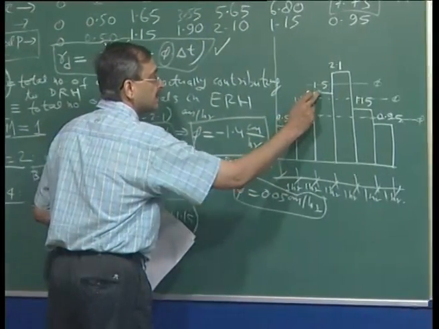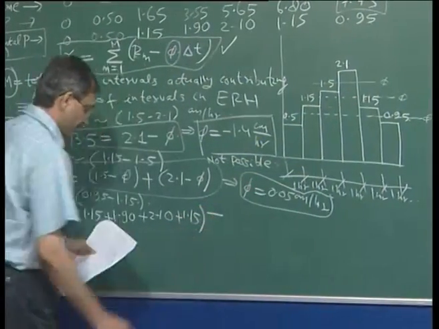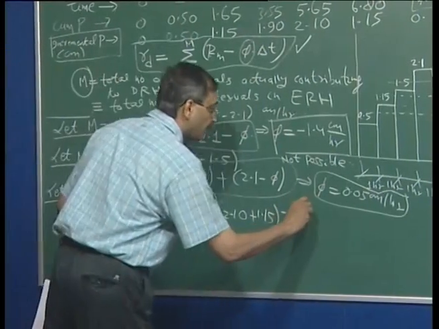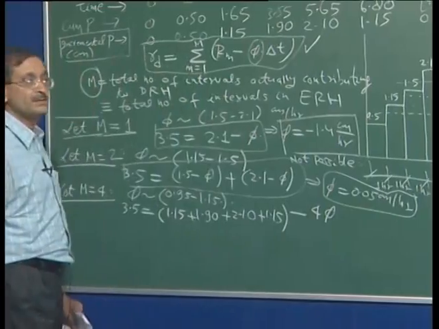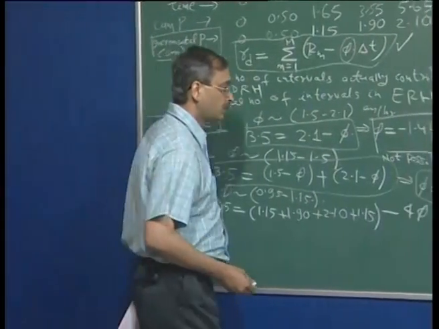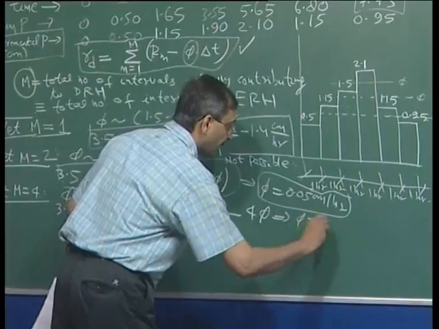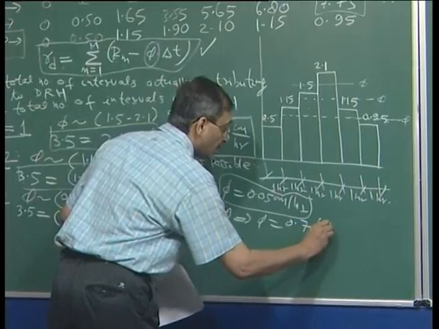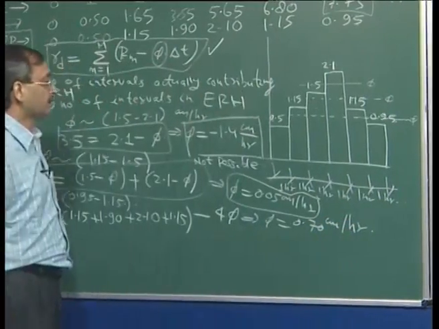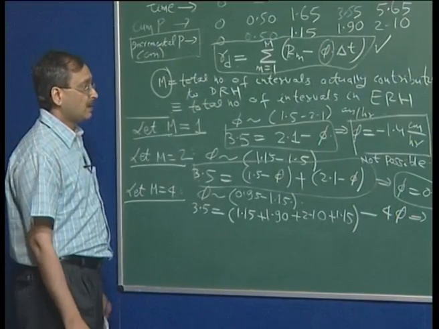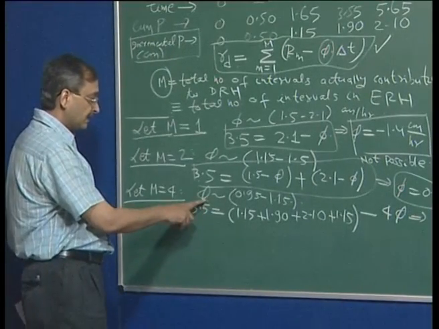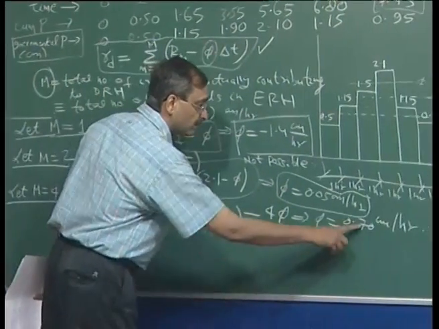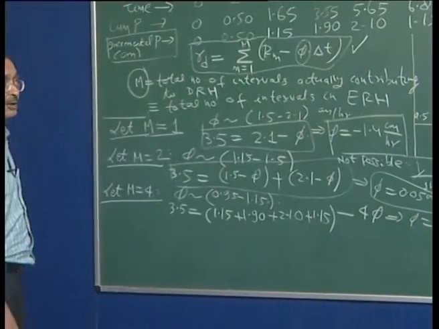All of these values, minus what? Minus 5, minus 5, minus 5, 4 times. So, you will have 4 phi delta t is 1. So, this will give you your phi as, you can verify this, 0.70 centimeters per hour. Is it all right? The assumption is that the phi should be between 0.95 and 1.15, but the answer comes out as 0.7, which is again not correct.